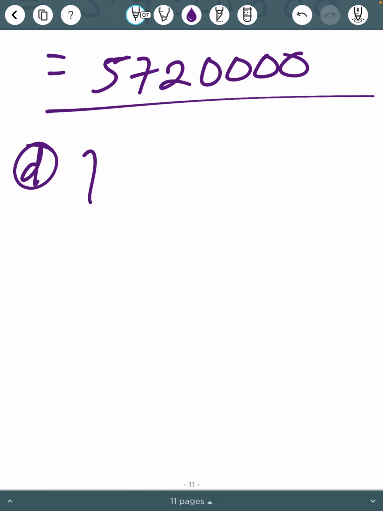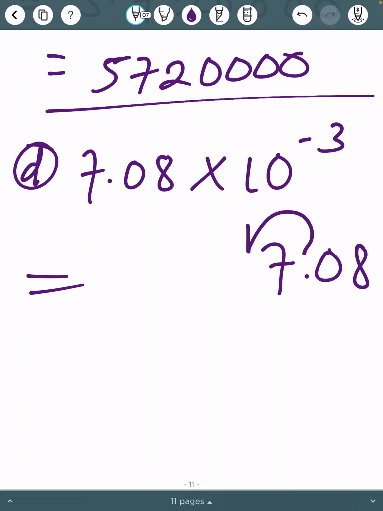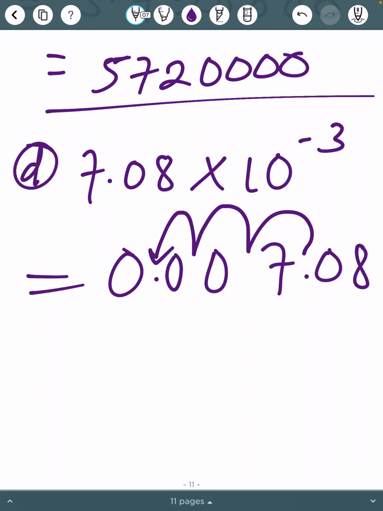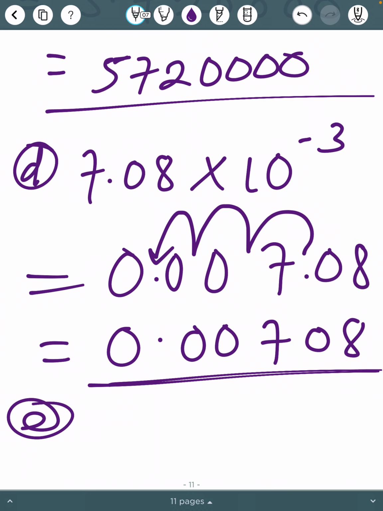Next question says I should change 7.8 times 10 raised to power minus 3 to ordinary form. All I need to do is write out my 7.8 as 7.80 and move the decimal backwards 3 times. 1, 2, 3. So my decimal will come in with 0, 0, 0. So my answer is 0.0078. Just take note of the way I'm writing my final answer. It's very important.